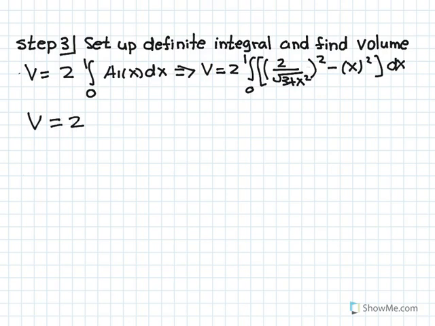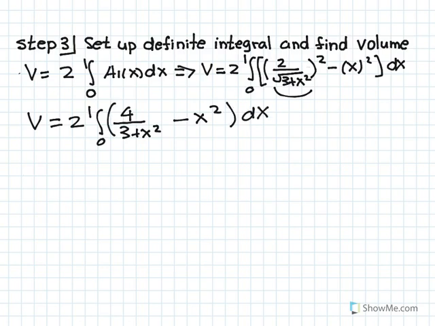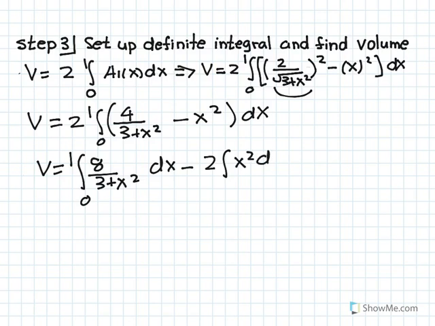That's the definite integral. So let's simplify. Volume is equal to 2 times integral from 0 to 1, and squaring 2 divided by root of 3 plus x squared, all squared, will give us 4 divided by 3 plus x squared, minus x squared dx. Let's split up the integrals and solve piece by piece. Volume is equal to 2 times 4, that's 8, divided by 3 plus x squared, integrate from 0 to 1 dx, minus 2 times integral x squared dx from 0 to 1.